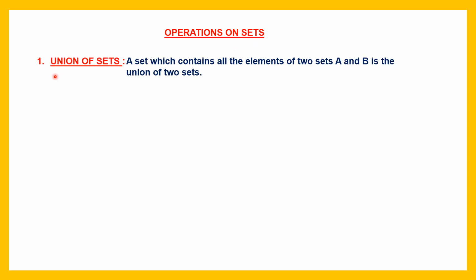Now the first operation is a union of sets. What is the union of sets? Now suppose you have two sets, set A and set B. Then the union of these two sets will be one single set, a set which contains all the elements of the two sets A and B. And that is called the union of the two sets.